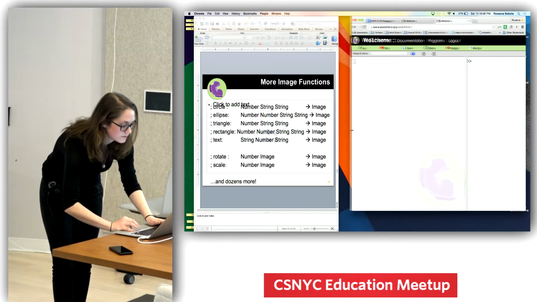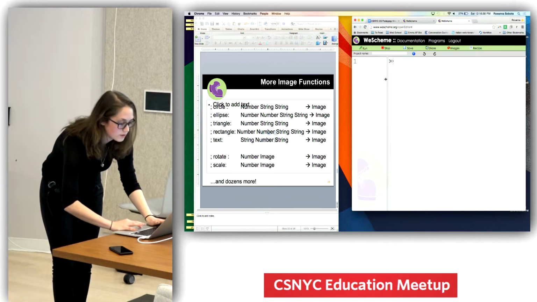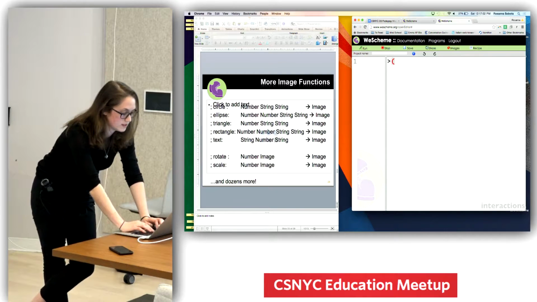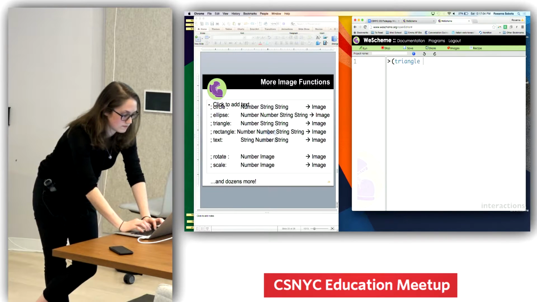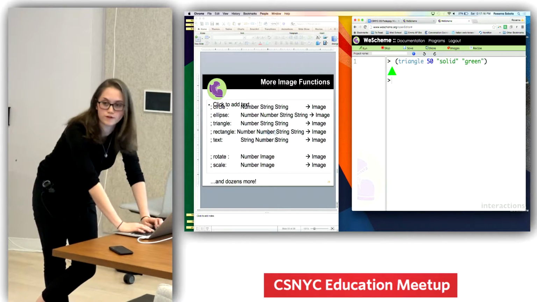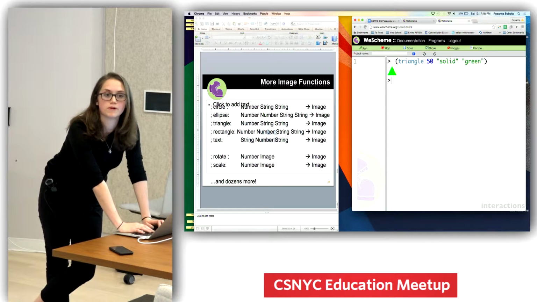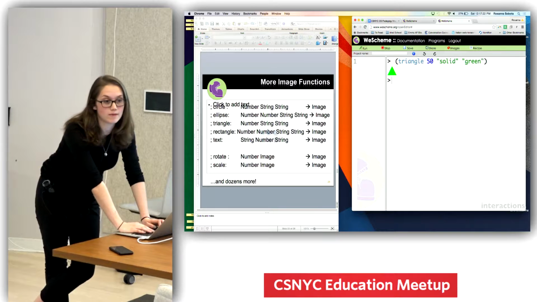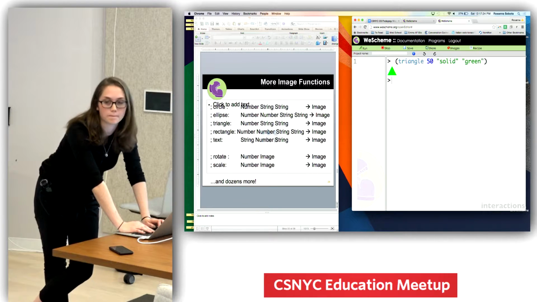All right. So if I wanted to make a triangle that was 50 pixels solid and green, what would I type in? Parentheses. Triangle, space 50, string solid, and string green. Beautiful. There goes my green triangle. But I said I really, really like them, so what if I want to see another one? How would I make one that's 100 pixels big?